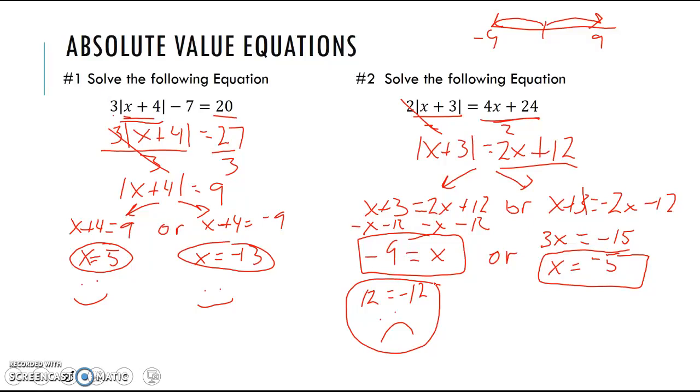If I plug in the x equals negative 5, well, if I plug it into the left side of the equation, negative 5 plus 3 is negative 2. Absolute value of negative 2 is 2. 2 times 2 is 4.